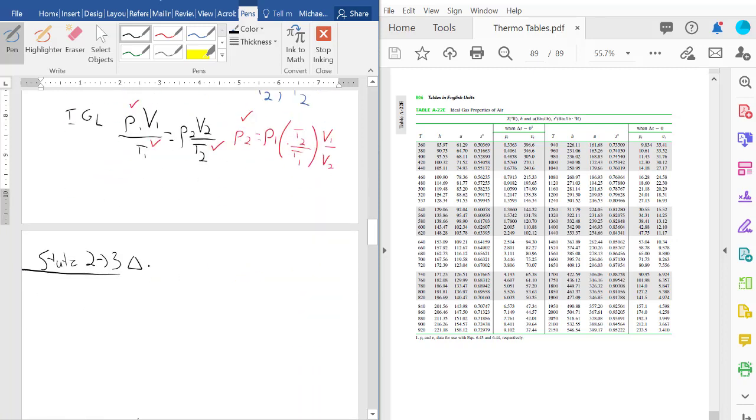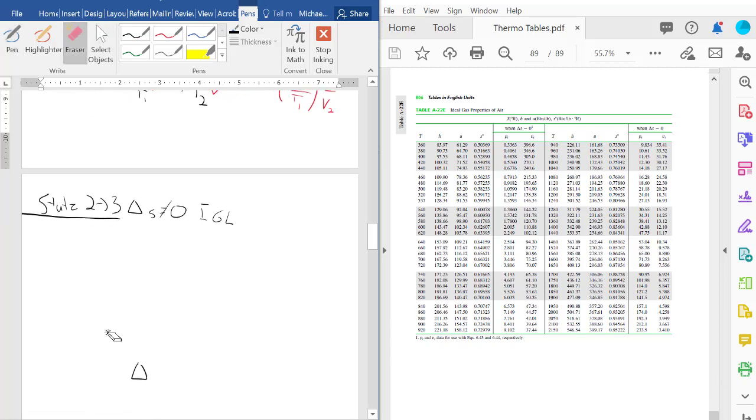Here delta S is not equal to 0, so all we can use is the ideal gas law. So here we know from before that P2 V2 over T2 is equal to MR, which is equal to P3 V3 over T3. Now, we know that these pressures are the same.